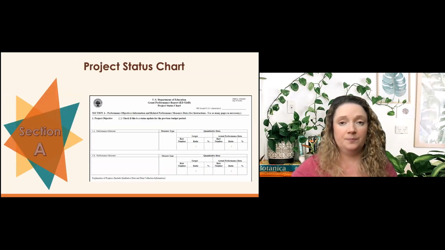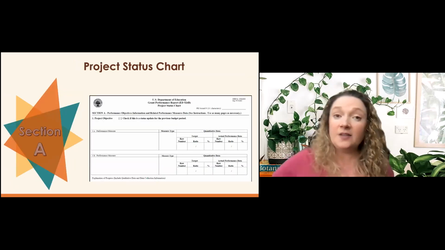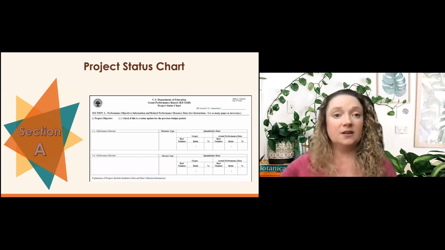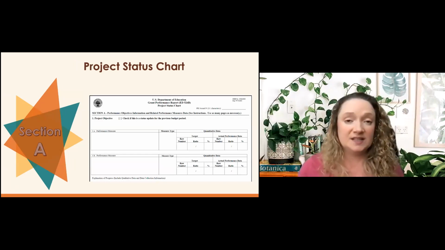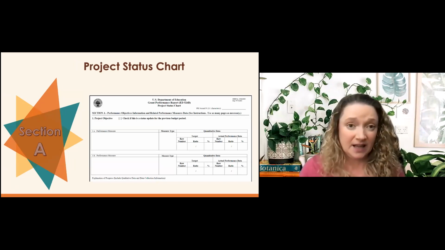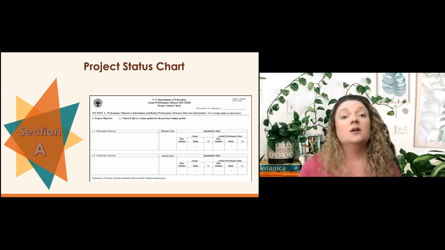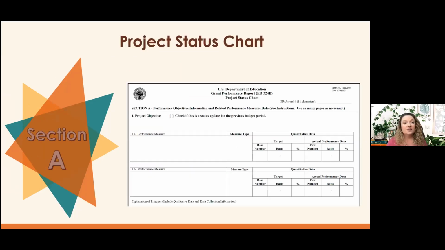No problem. All right, so now that you've done your cover sheet and you've done your executive summary, we're going to move into Section A. Section A is really the bulk of your reporting. This is the most important part. Not that the other parts aren't important, but this is where you're going to be able to really illustrate what's going on in your program. So this is what the form looks like.